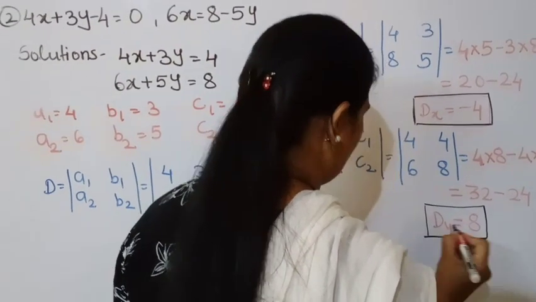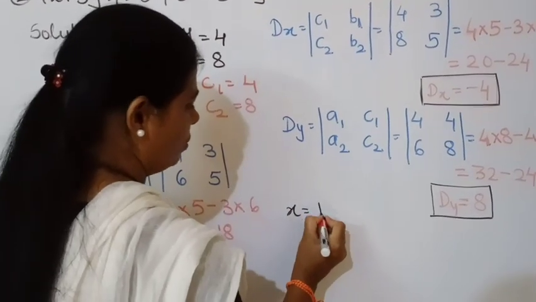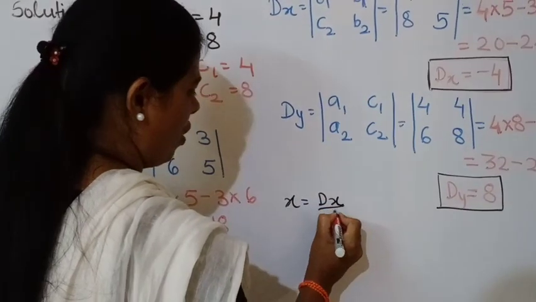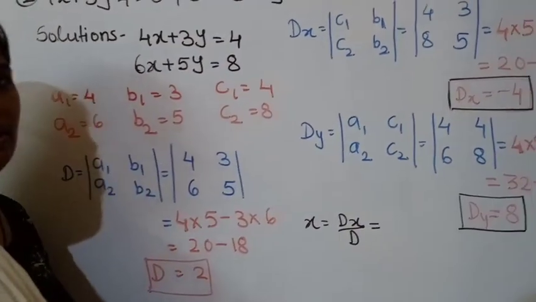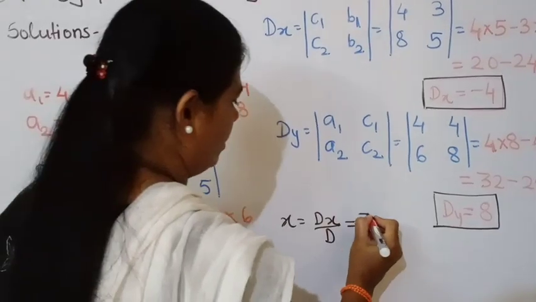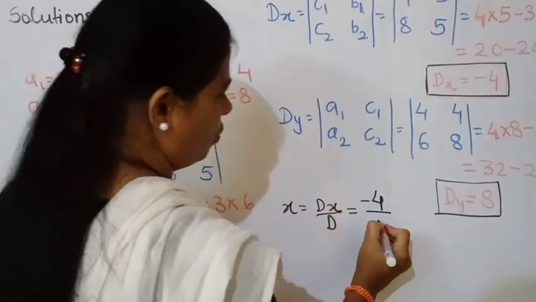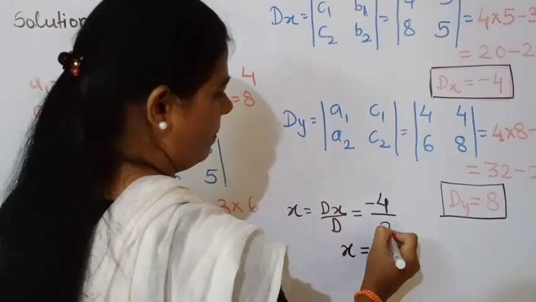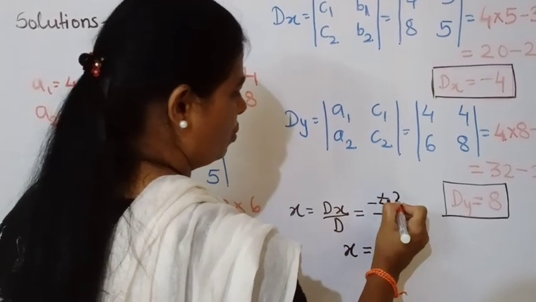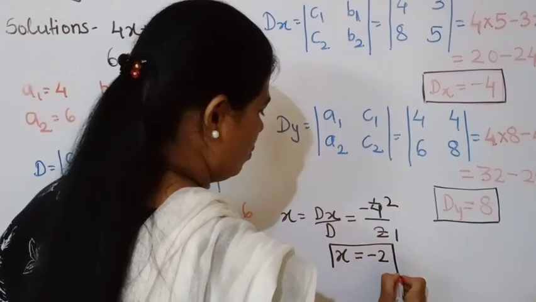Now what we have to do? We have to find the value of x. So x equal to dx upon d. What is the value of dx? That is minus 4. And what is the value of d? That is 2. So minus 4 upon 2, 2 ones are 2, 2 twos are 4. So the value of x is minus 2.